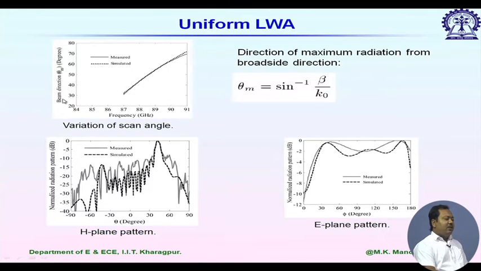In the first figure it is showing beam direction versus frequency. So, if we change frequency, beam direction is changing, and theta m, the beam direction, is given by sin inverse of beta by k naught. Here are the measured and simulated radiation patterns at a given frequency, 92 gigahertz, in the H plane and E plane.